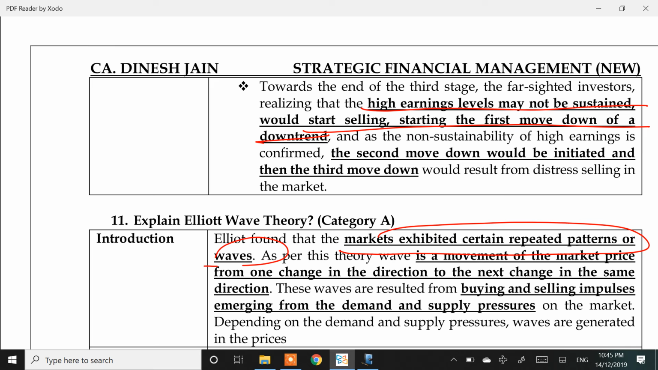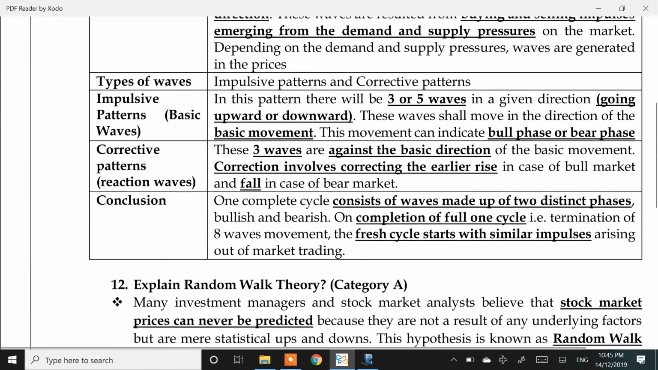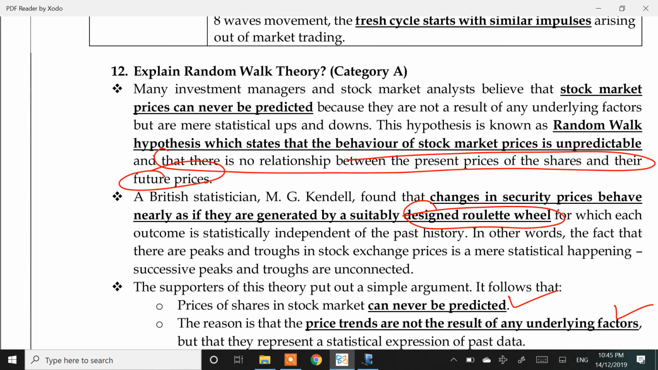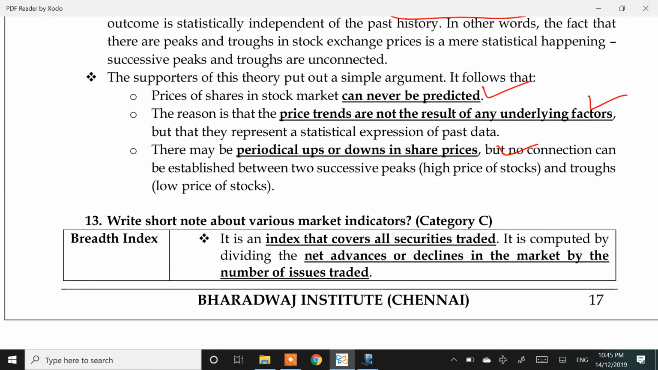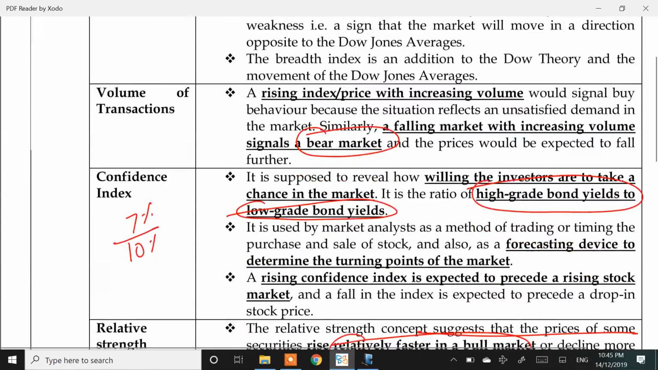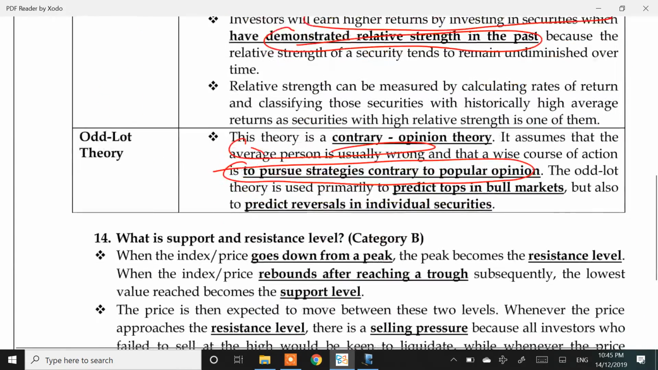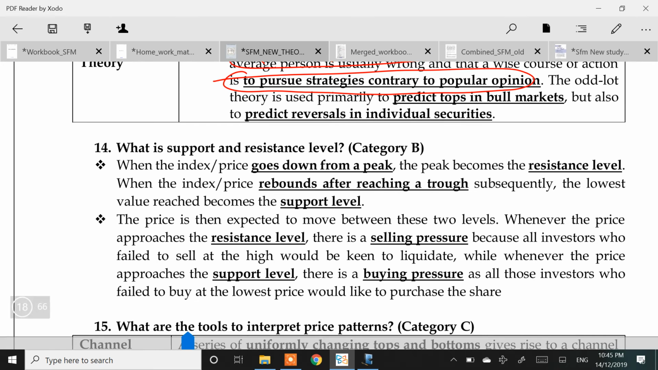Elliott wave theory basically talked about two kinds of patterns: impulsive patterns and corrective patterns. Totally 8 waves can get created. Random walk theory has said that nobody can predict what can happen in the stock market. So we have seen various market indicators. We saw breadth index, volume of transactions, confidence index and relative strength analysis. Now, what is support and resistance level? I'll show the chart to explain support and resistance level.